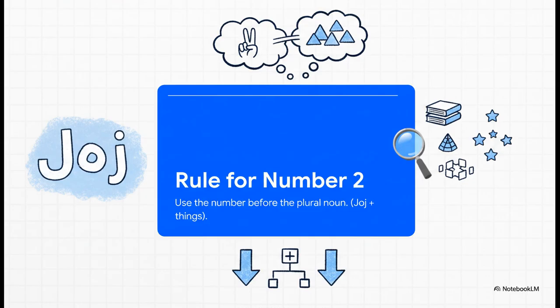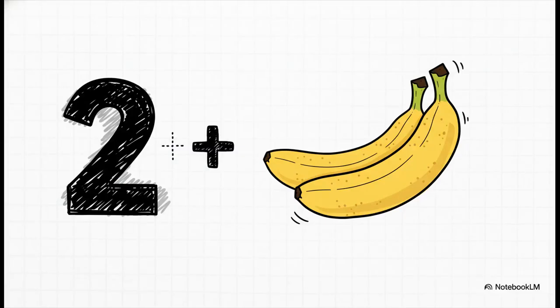Okay, on to number 2. This one has its own little quirk too. You're going to start with the word for 2, which is joj, and right after that, you just add the plural of whatever it is you're counting. Sticking with our favorite fruit, 2 bananas becomes joj bananat. You've got joj for 2 and bananat for, well, more than 1 banana. So there you have it. Our 2 exceptions are covered. Now let's get into the real patterns.